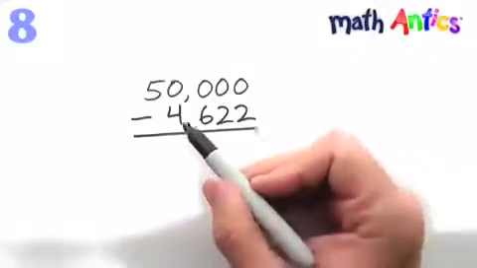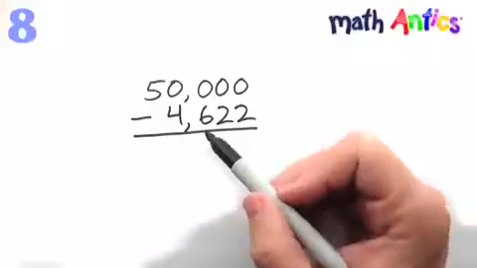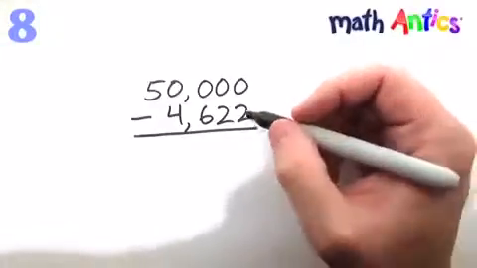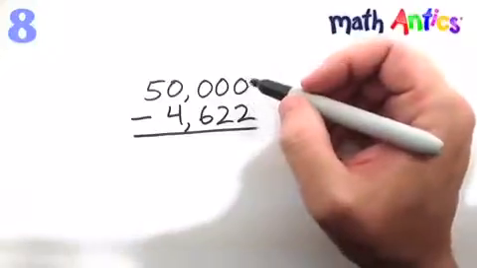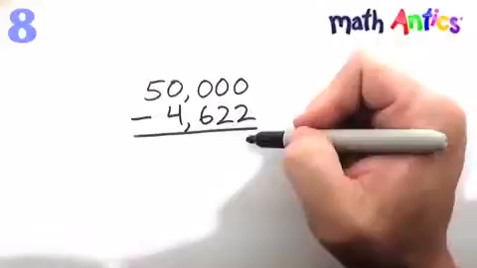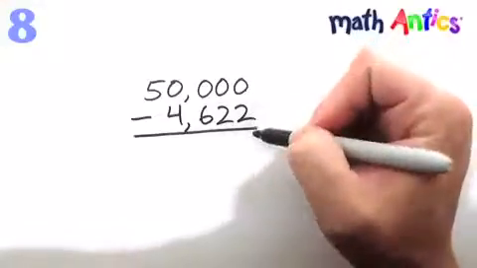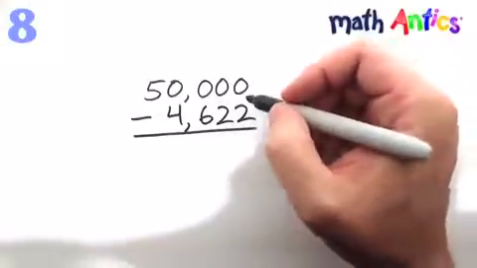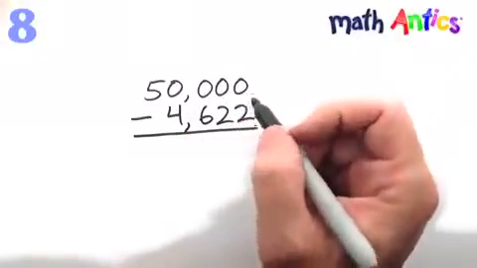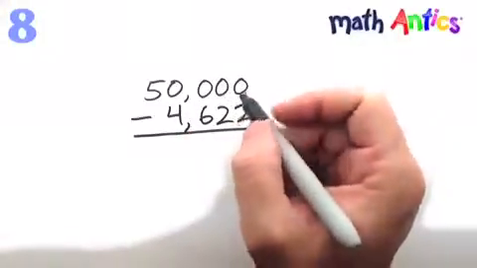And now we have 50,000 minus 4,622. And once again, it's a big number. It might seem a little tricky, but we just follow the same rules as before. So we start in the ones place column. We have 0 minus 2. So we need to borrow, but we have a bunch of zeros here. So we need to figure out what number we're really borrowing from.